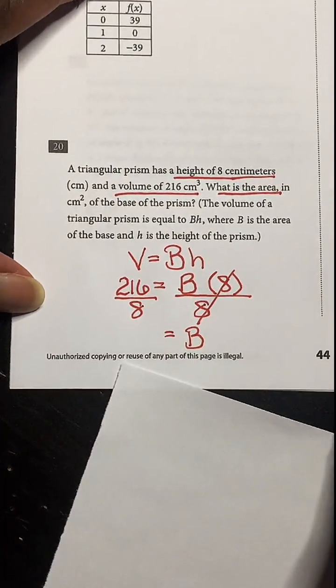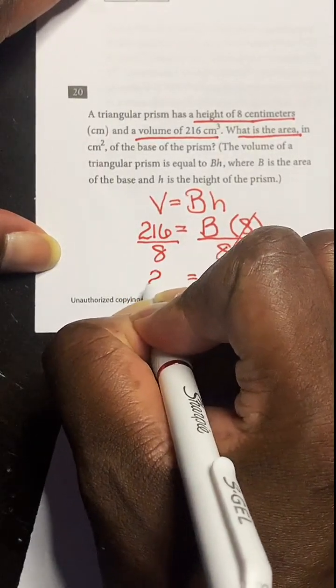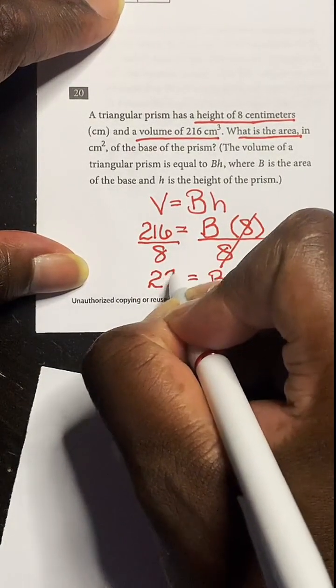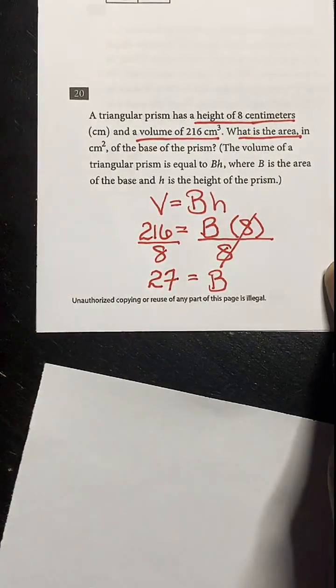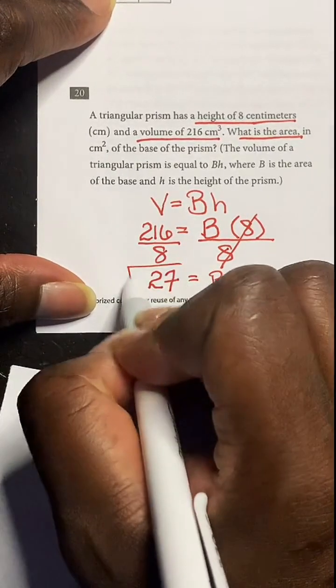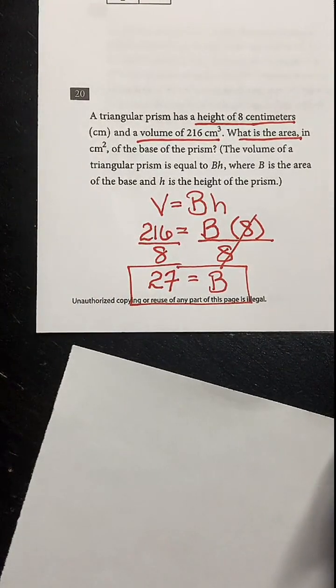All right. So 216 divided by 8. Got my 2, got my 16, and then we have a 6, so that will bring me my 7. That'll be 56. That will bring me my 7. So it's going to be 27. That's going to be your square centimeters. Okay. Yep, that's all we're doing.